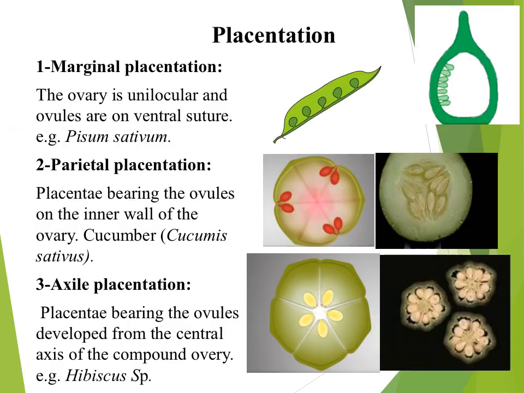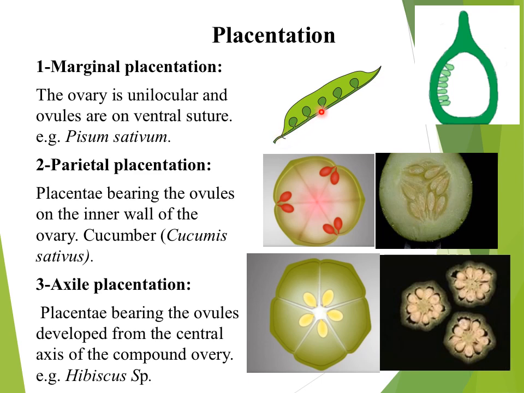Okay, placentation. What is placentation? Placentation means the position of placenta, or position of ovule inside ovary. For example, this is ovary, and the ovules are attached to the ovary wall. So the position of ovule inside ovary is known as placentation. It is further divided into many types. First of all, talking about marginal placentation, the ovary is unilocular, meaning only one chambered, and the ovules are on the ventral suture. This is Pisum sativum. In Urdu, it is known as matar. It is unilocular, one chambered ovary, and inside ovary, many seeds are present.